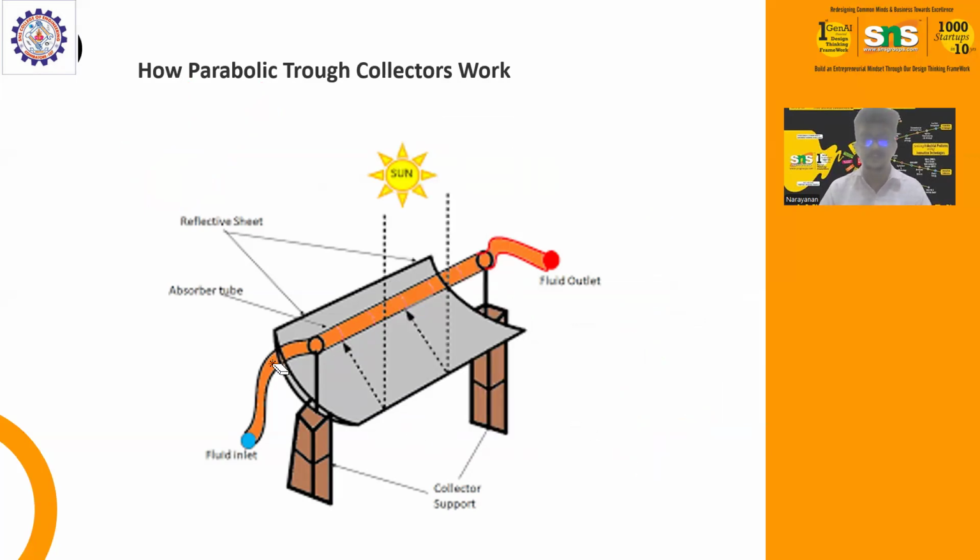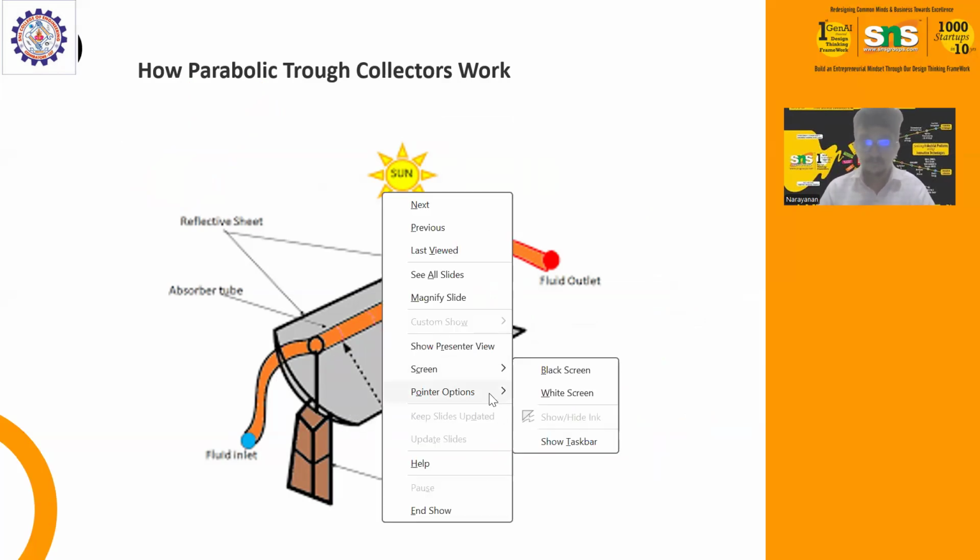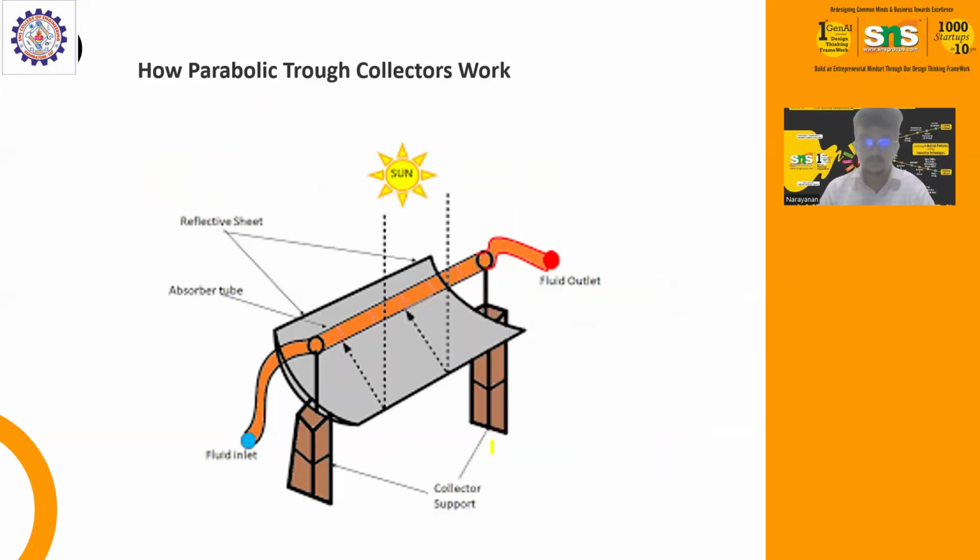So you can imagine this is a parabola here. Similarly, you are having n parabolas like this. The radiations which are incident on all these points will be concentrated on this center. So when a fluid passes through this pipe, it can be heated using this heat energy.